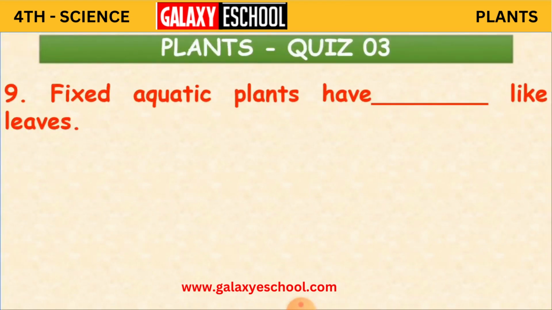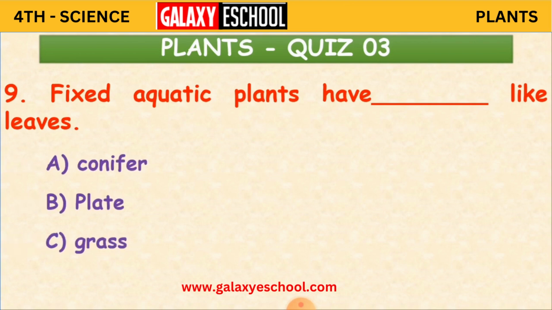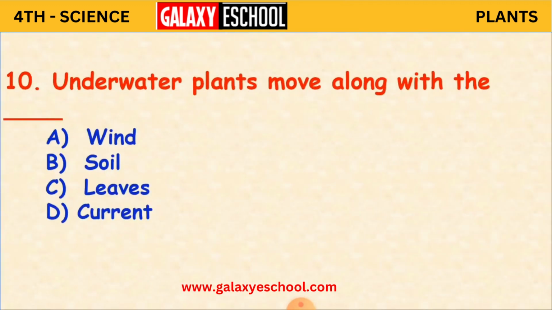Fixed aquatic plants have dash-like leaves. A option is conifer, B plate-like leaves, C grass-like leaves, or pot-like leaves. What type of leaves they have? Yes, it is the B option, plate-like leaves. Clear, children? Like lotus, for example. It has plate-like leaves. Clear? And the next question.